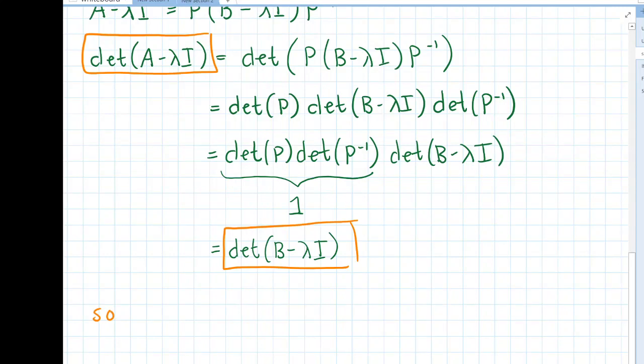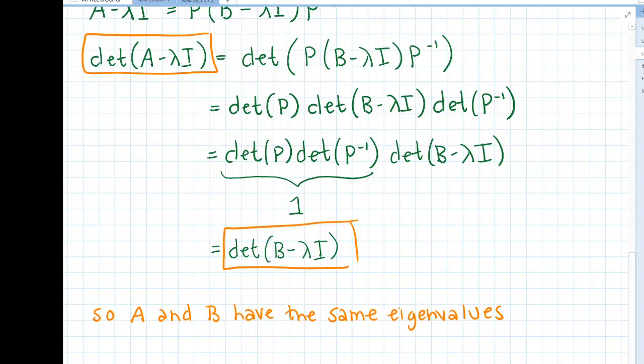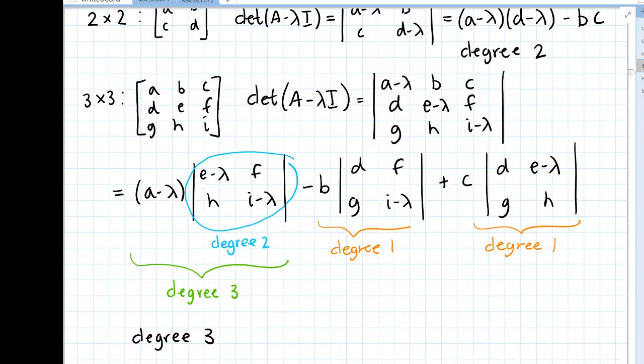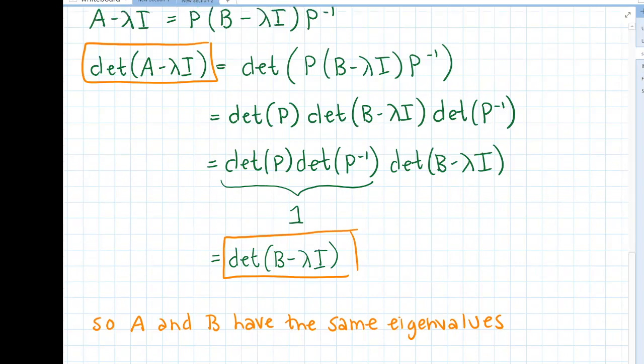And so if the determinants are the same for both, that suggests that A and B have the same eigenvalues, basically, because each of the things that are boxed in orange right now, those are the characteristic polynomials, right? So that suggests that A and B have the same eigenvalues. And so this will play a big role in what we're going to do tomorrow with a special example of this idea.